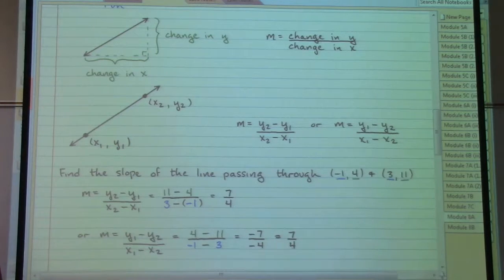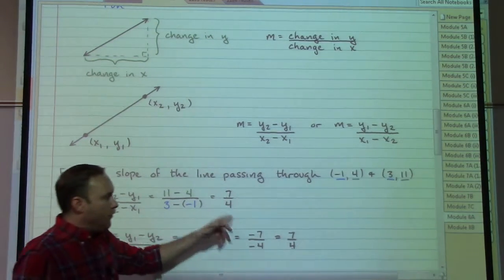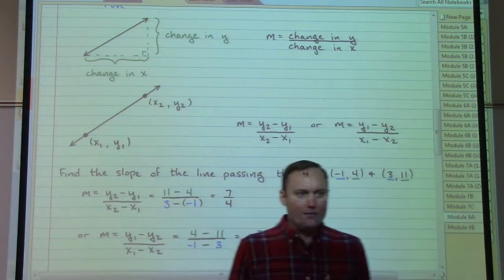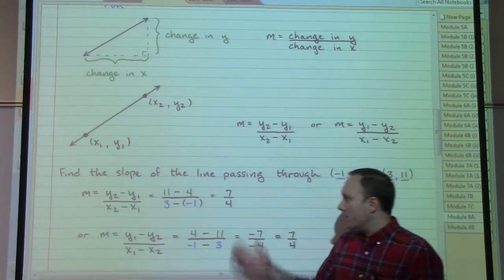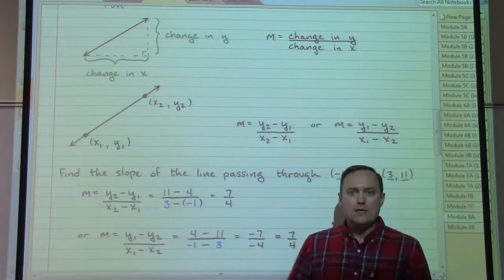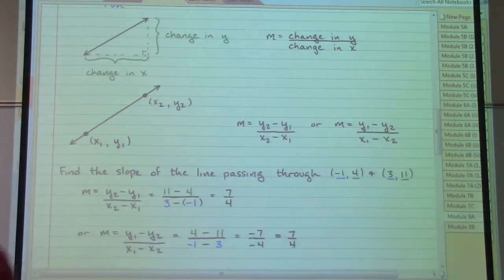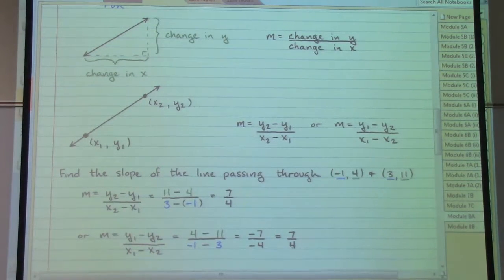Great. What on earth does this 7/4 mean for us? We're saying that slope has a meaning to it. It's a way of measuring the steepness of a line. So what is that actually telling us? Good question.